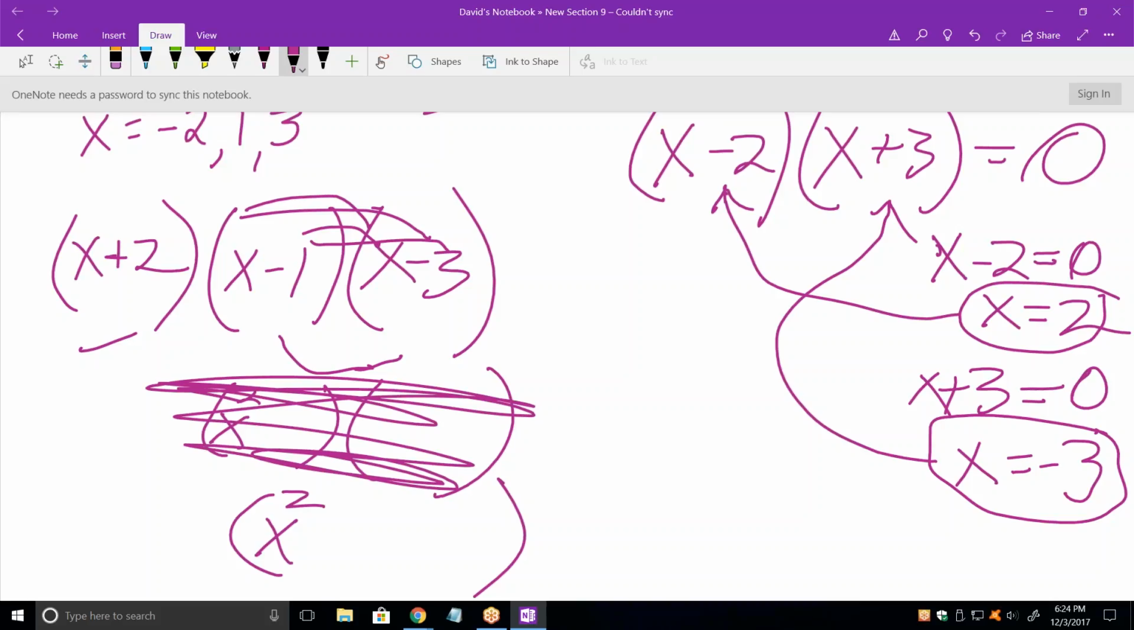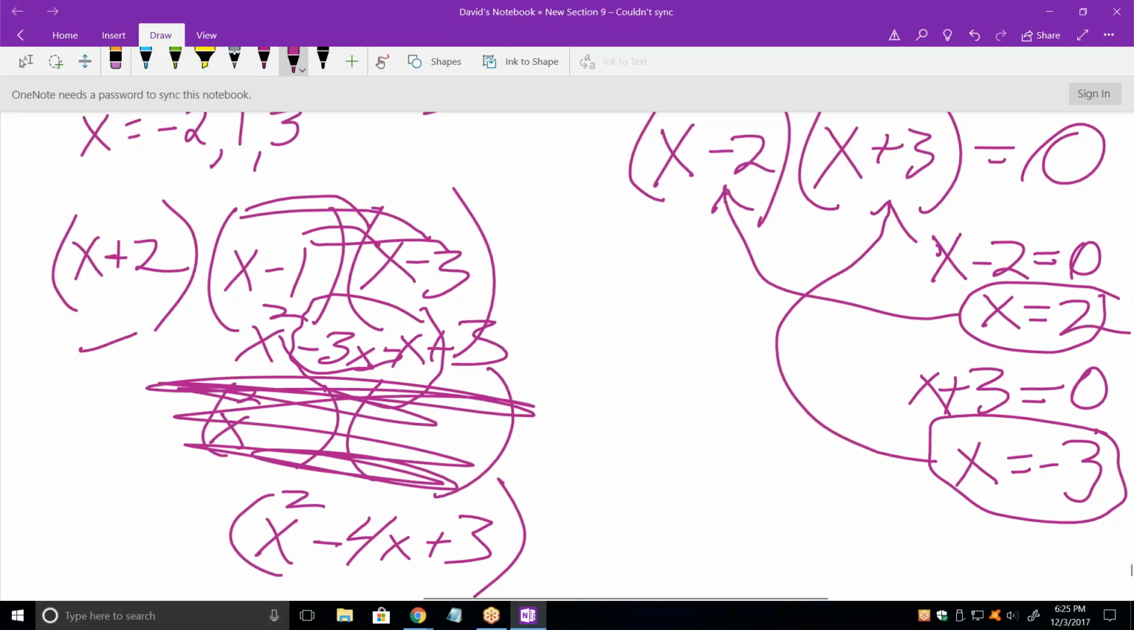Okay, so you do all of that, you get x squared minus 3x. Keep going. Minus 1x, and then plus 3. Plus, exactly. Okay, now I can always combine those two middle terms. So I end up with x squared minus 4x plus 3. That's what x minus 1 times x minus 3 is. Now I got to multiply that by this x plus 2 still.